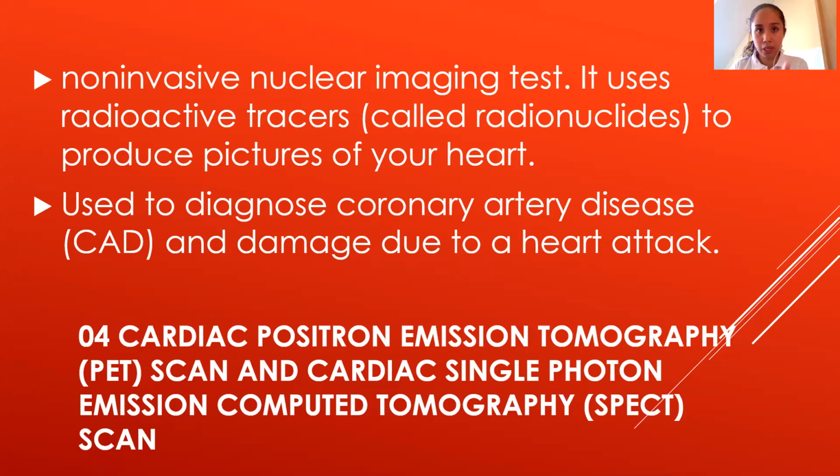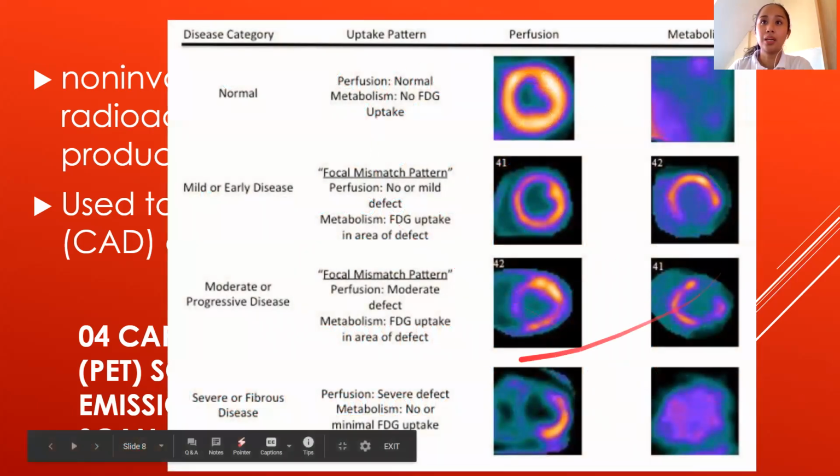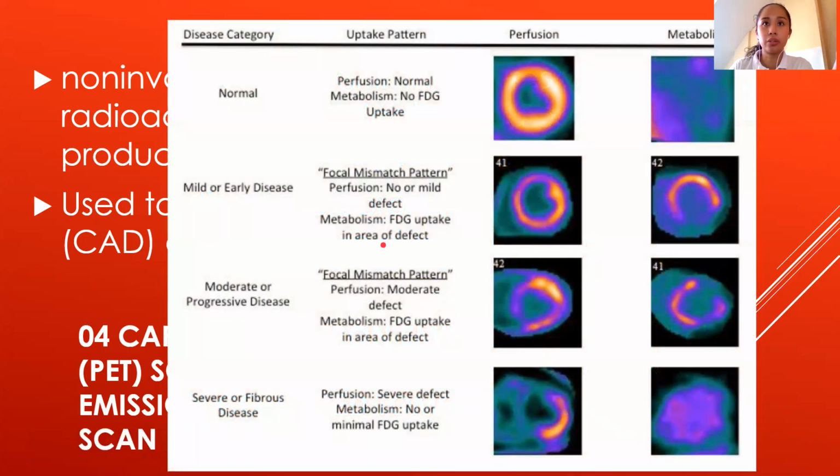So same thing with here. So that they could visualize coronary artery disease, they will inject radionuclide, and they will use PET scan or SPECT scan. Yan. So yan, so it will glow. Ganyan. So parang ganito rin yung results nung nuclear test ko sa thyroid ko. So the different images will show the disease category.